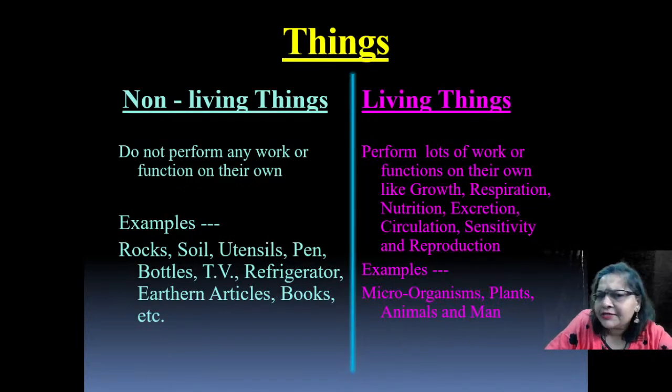Now you all must be seeing around yourselves lots of things, lots of objects, right? In which there are two different types of things. One is the non-living things, the other one are the living things. Non-living things generally do not perform any work or any function on their own, whereas living things perform lots of work or functions on their own.